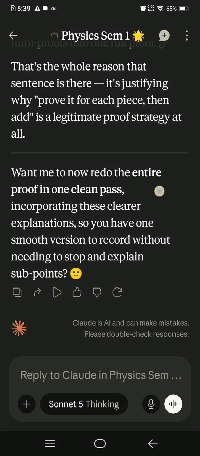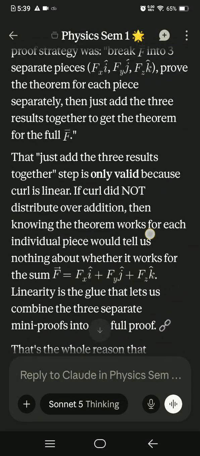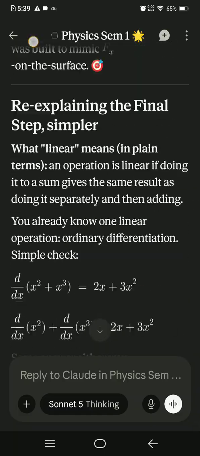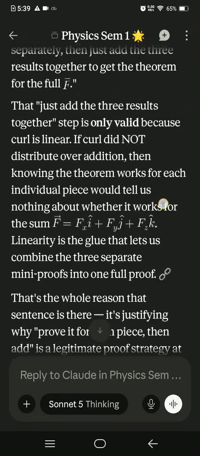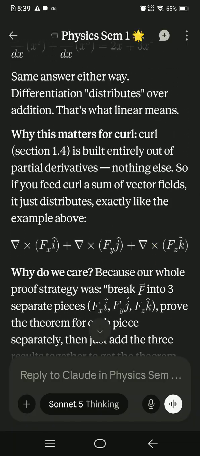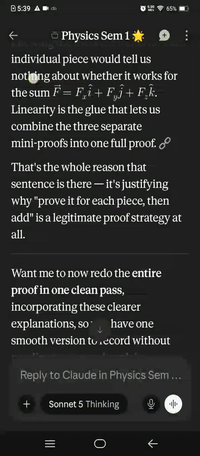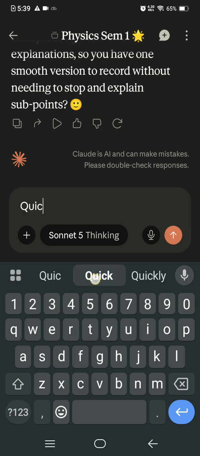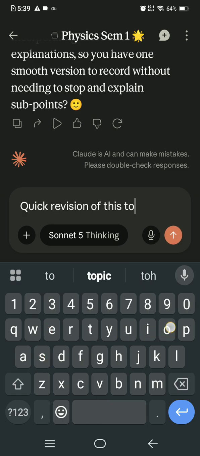I think I would need to memorize it because this is one of the most important topics in this paper. This is highly predictable and this comes almost every time. There are a few things that we would need to memorize. Let's do a quick revision. Topic.